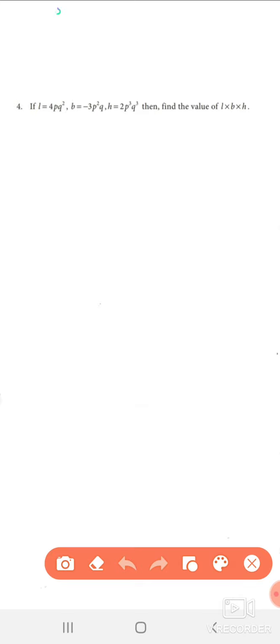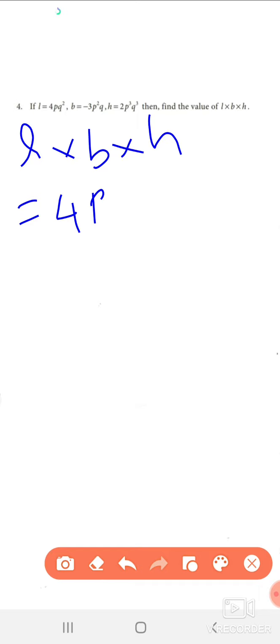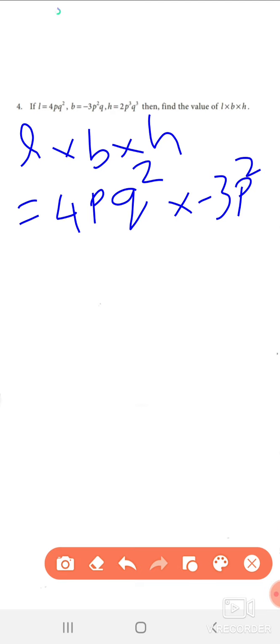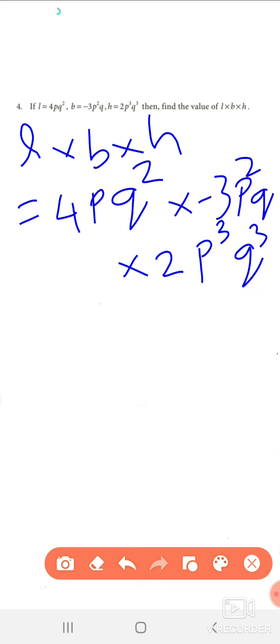So what is the value of L? L into B into H, that is equal to, L is 4pq square into minus 3p square q into 2pq cube. Okay, that is equal to, just check the sign, plus, minus, plus. So minus you can get, that is plus into minus, different sign, so you can get minus. And numbers 4 into 3 into 2.